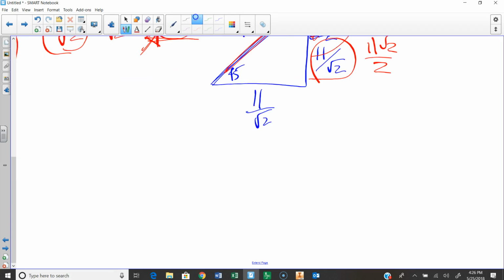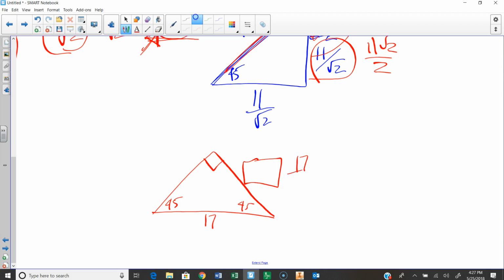So if I gave you, for example, a 45, 45, 90, notice I'm changing the position of them all the time, but that's not that difficult. And I said this was 17. How long is the leg? 3 seconds. 3, 2, 1. I'm going to divide by the square root of 2. 17 divided by the square root of 2. Got it.